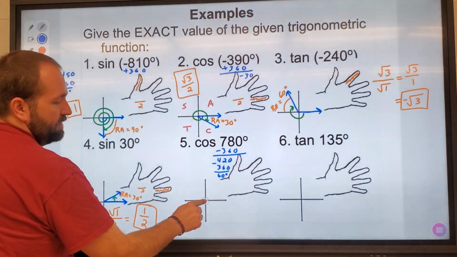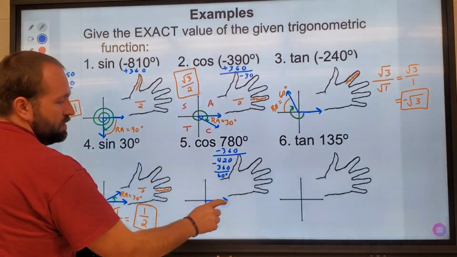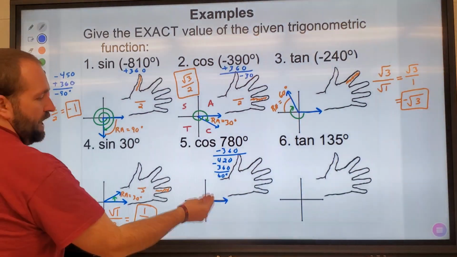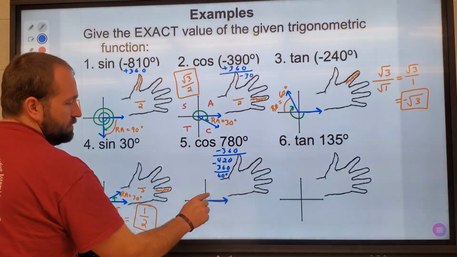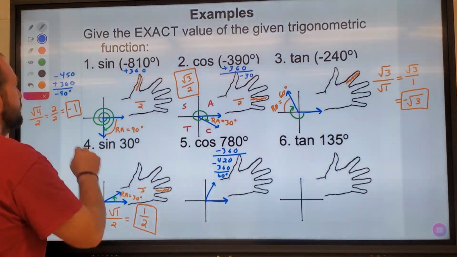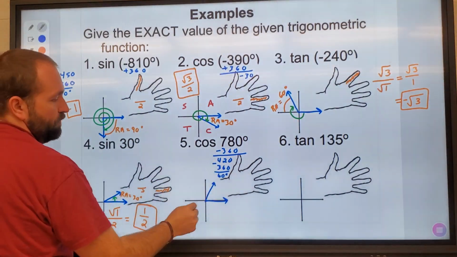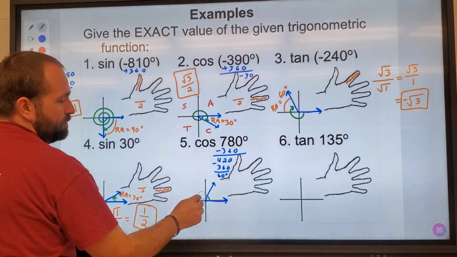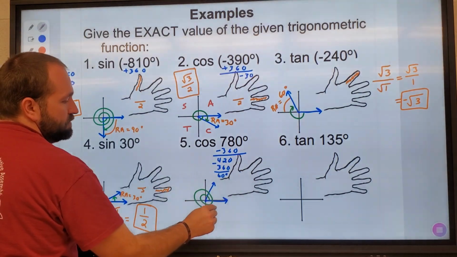This is my initial side. 60 degrees positive up here. Okay, right there. I have 1, 2 full rotations. I start here, go around, up, and around. 1, 2, and done.